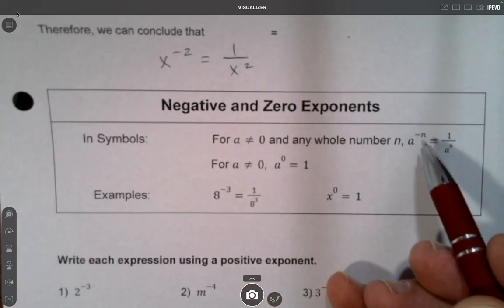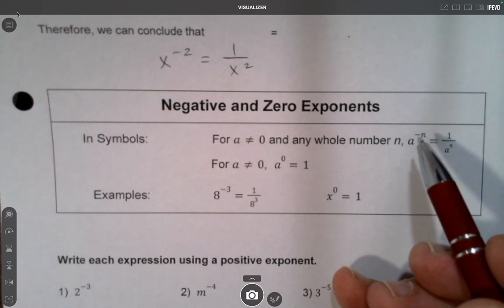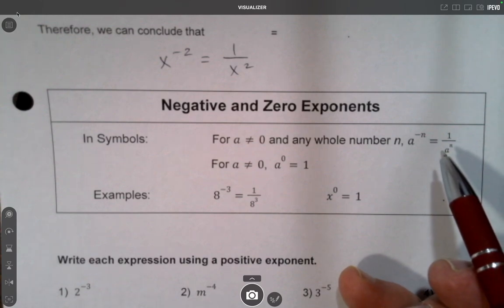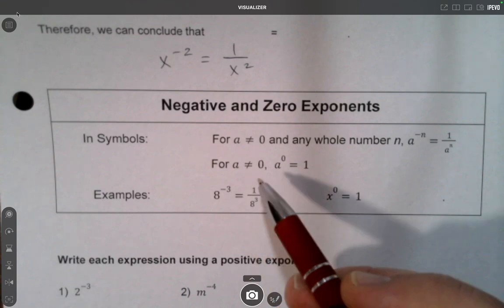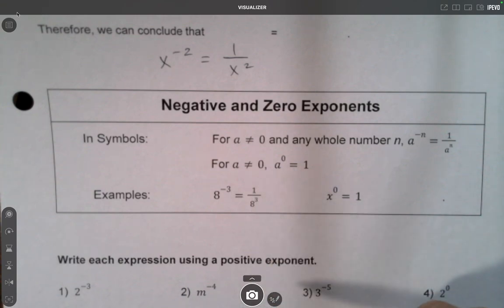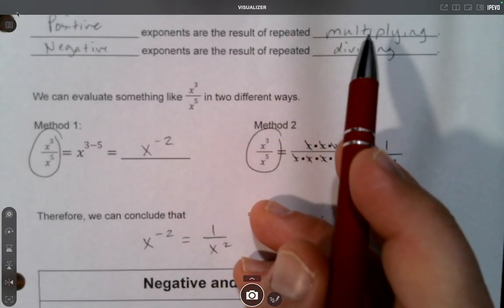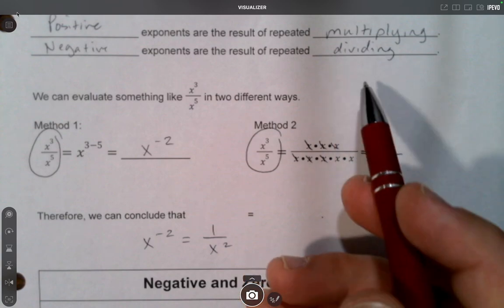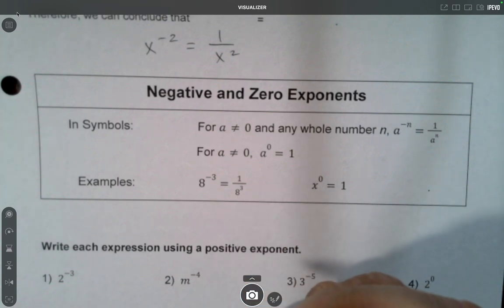So when you see a positive exponent, that means that number or that variable is on top. When you see a negative exponent, that means that variable is on the bottom. So 8 to the negative 3 is the same thing as dividing by 8 to the third power. That's why I said up here, a positive exponent means multiplying. 8 cubed means you multiply 8 times 8 times 8. 8 to the negative third means you divide by 8 times 8 times 8.